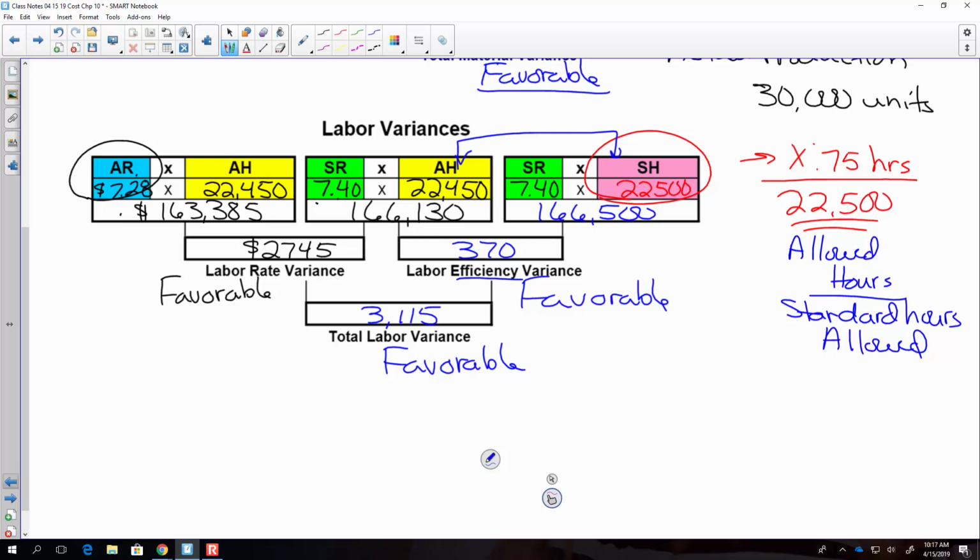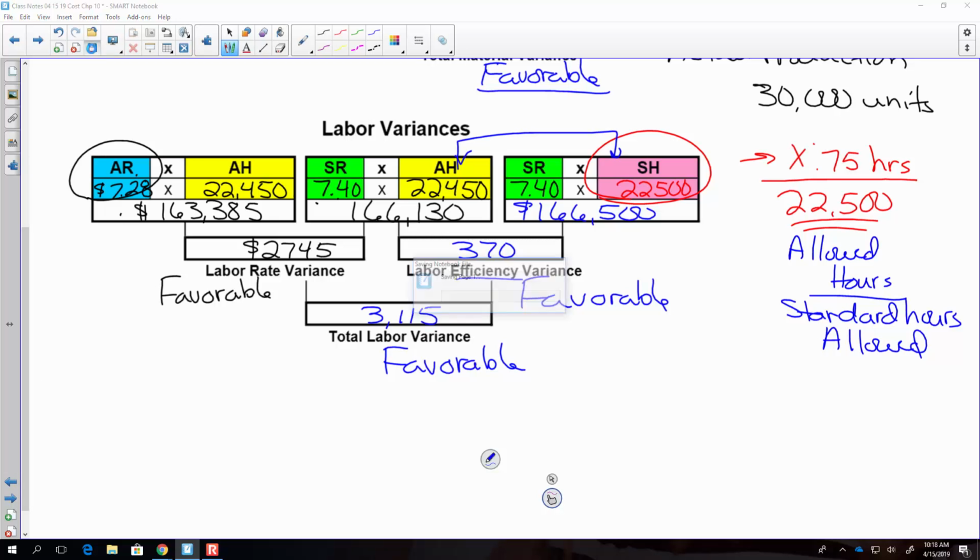What is my standard hourly rate? It was given to us, but what is that amount? The standard hourly rate, 7.40, and the actual hourly rate is 7.28. Okay, just some things that, again, students fill this out perfectly, and then I ask this question, the standard hours allowed, and I get $166,500. Right, that's a dollar amount. All right, so let's make our journal entries. We'll do that, and then we'll take our first break.